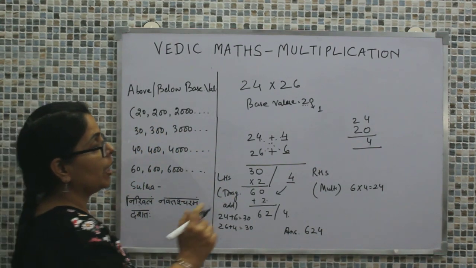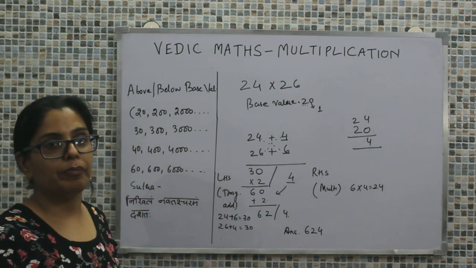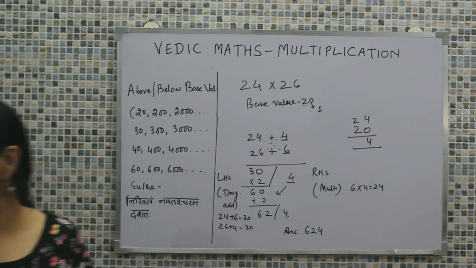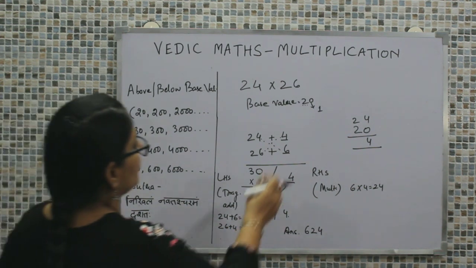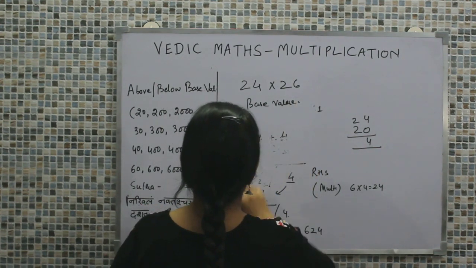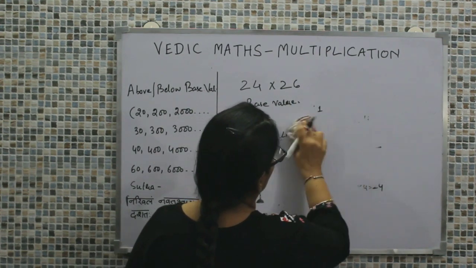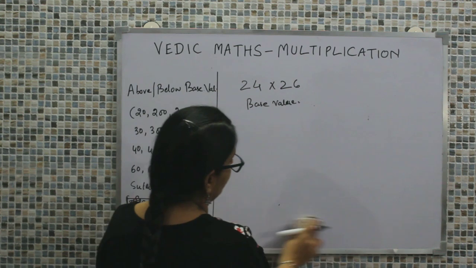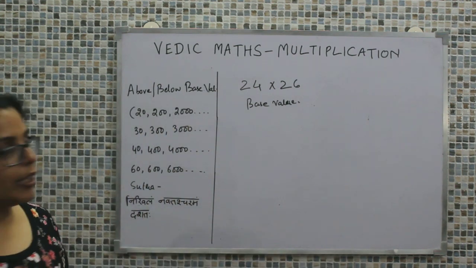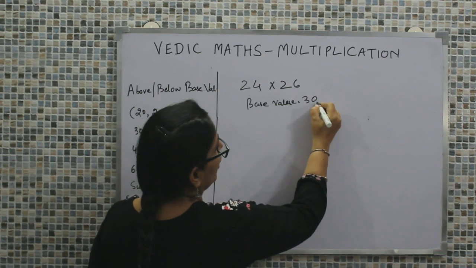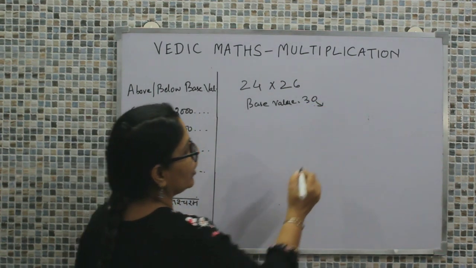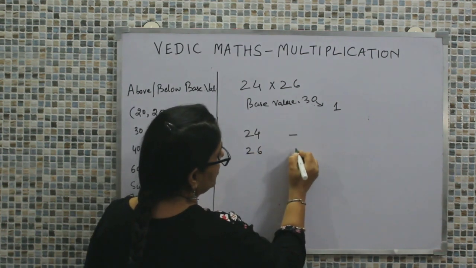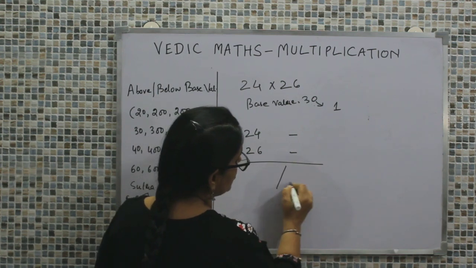Now this is the approach when we have taken a base value of 20. Now let's do the same question when we are taking the base value as 30. When we have taken the base value of 30, again the number of places over here is 1. So 24, 26, a single place in the RHS, a single place in the RHS, and the solution has a single place.